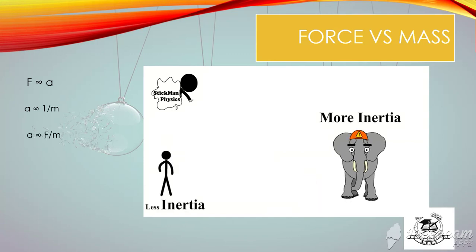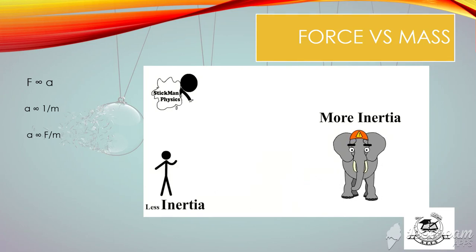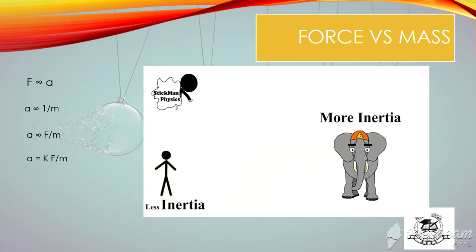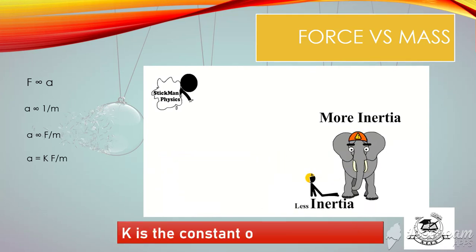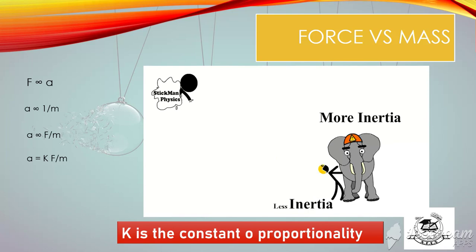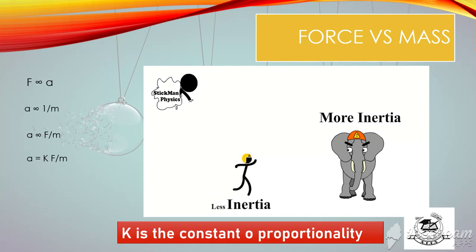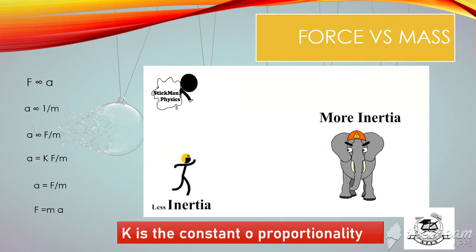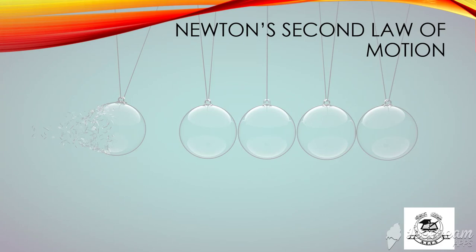When we combine the two, we get a is directly proportional to F upon m. Now to remove this sign of proportionality and to insert is equal to, we insert a constant K. So it becomes a is equal to K F upon m, where K is the constant of proportionality. But the value of K is 1, for an acceleration of 1 meter per second squared, a mass of 1 kilogram and a force of 1 newton. So we can omit this and it becomes a is equal to F upon m, or F is equal to ma.